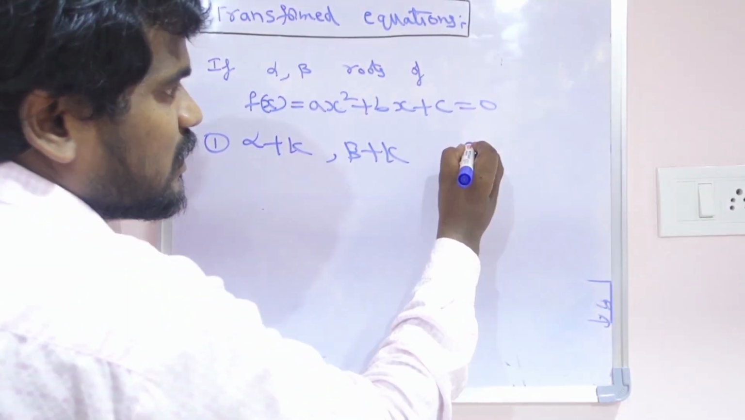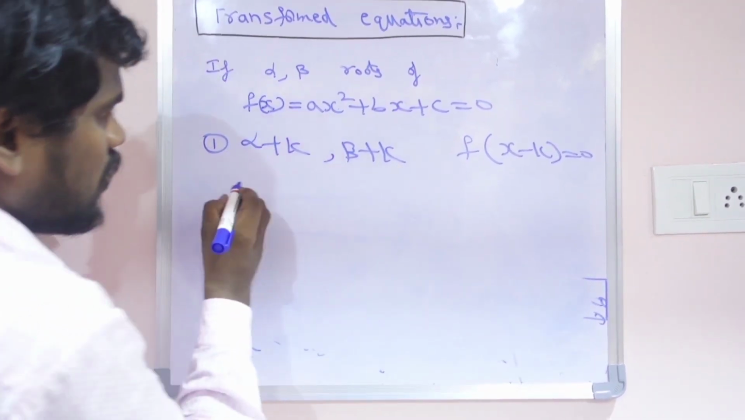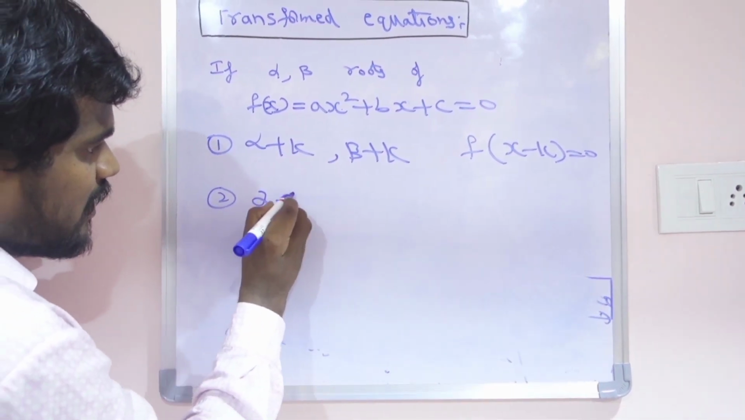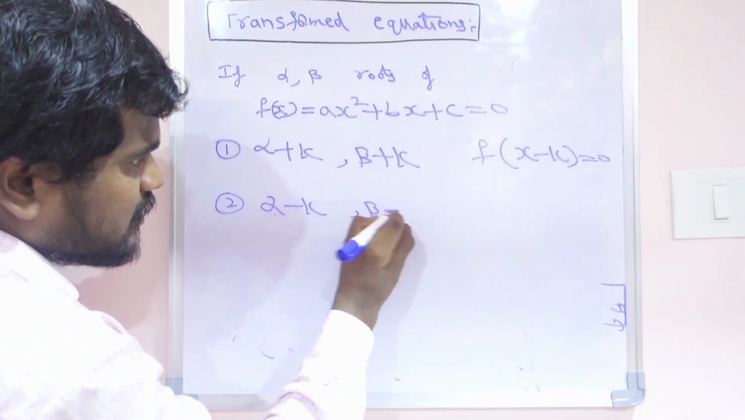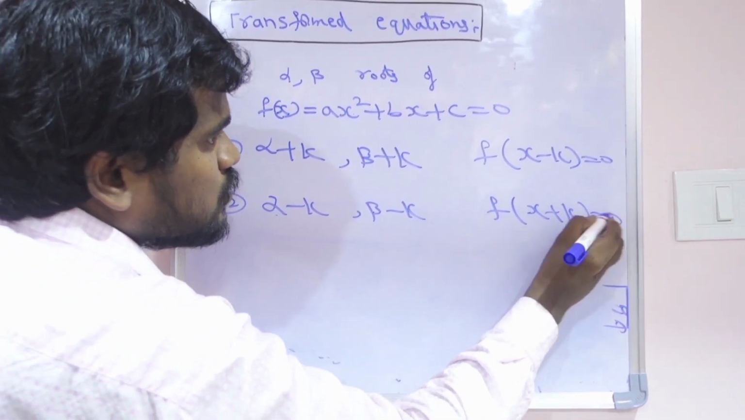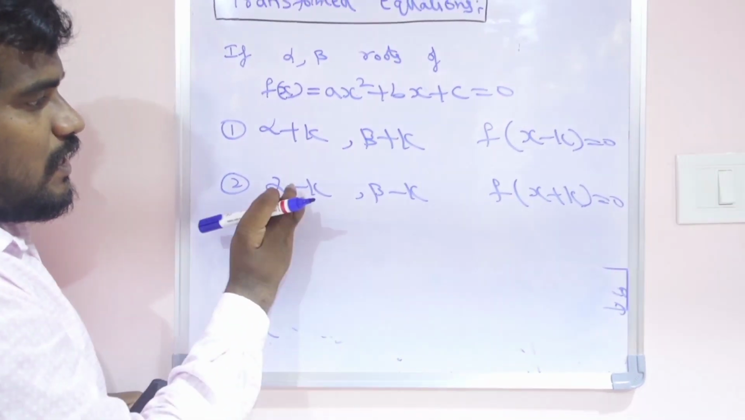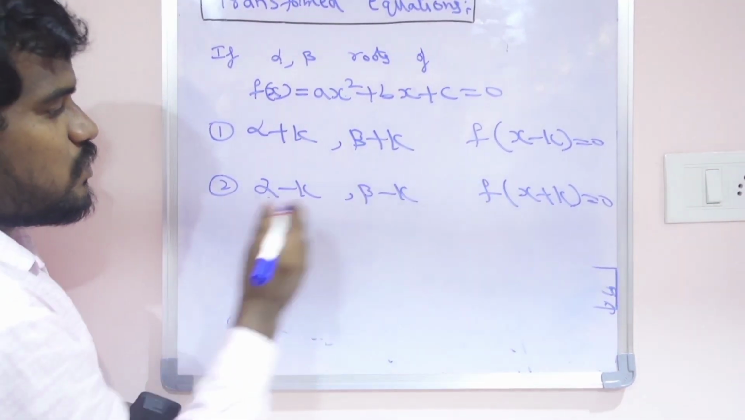Increased by k means what is the equation? f of x minus k is equal to 0. Suppose the roots are alpha minus k and beta minus k. What is the equation? f of x plus k is equal to 0. This is the transformed equation if the roots are decreased by k. Here minus k means f of x plus k is equal to 0.